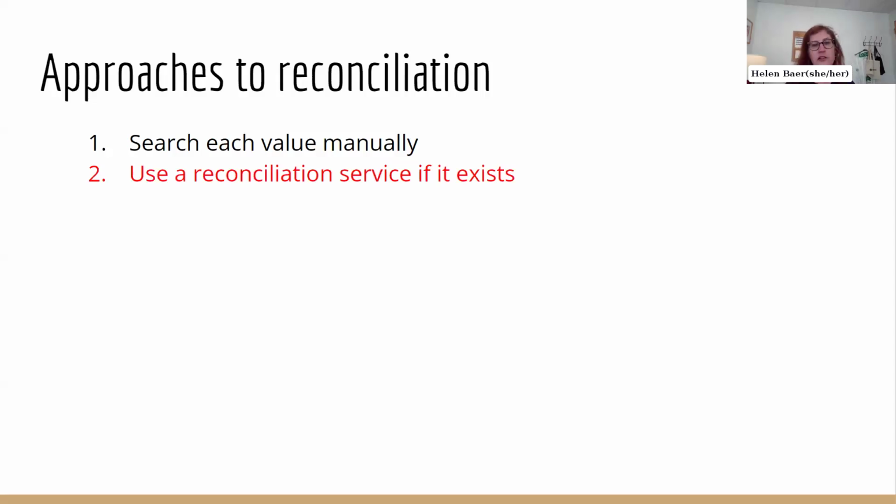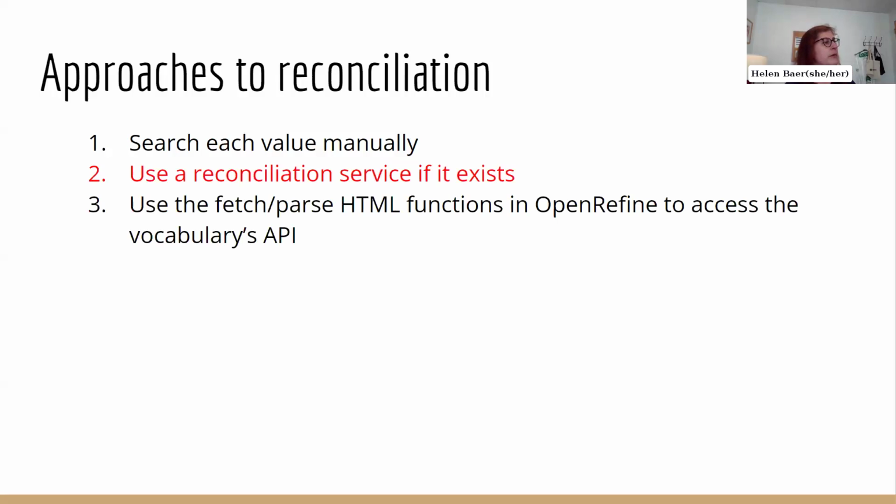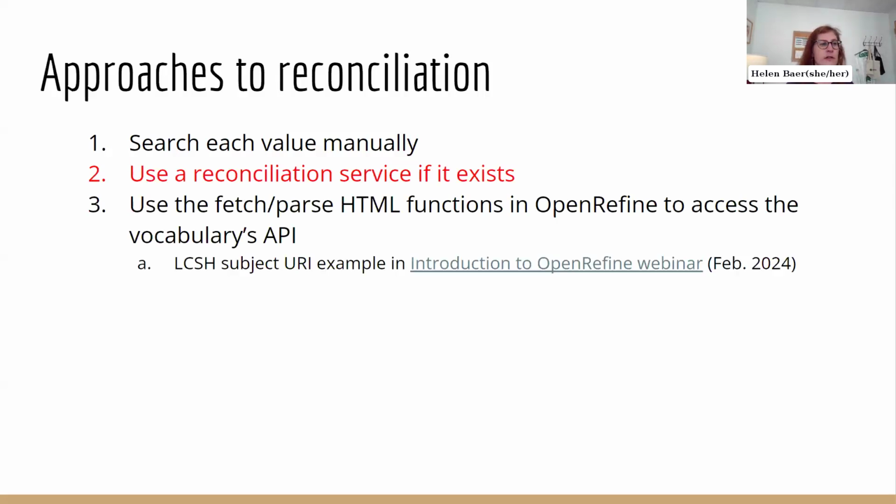Another approach is what we're going to do today. We're going to use a recon service via OpenRefine in this case, if it exists. We can also use some of the different functions in OpenRefine, so not necessarily the reconciliation functions, but other ones, particularly the fetch and parse HTML functions, to tap into an API of that outside vocabulary. And we actually did this on our last webinar in February. We looked at LCSH subjects and we pulled in URIs using that fetch and parse function. So that's sort of another way to approach it.